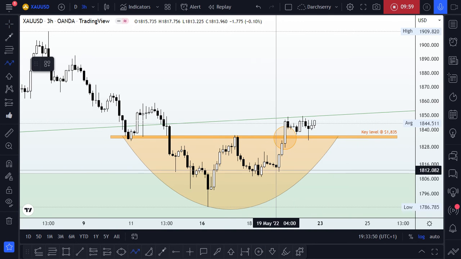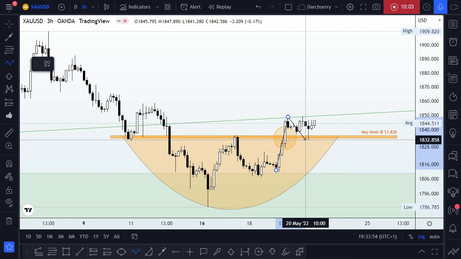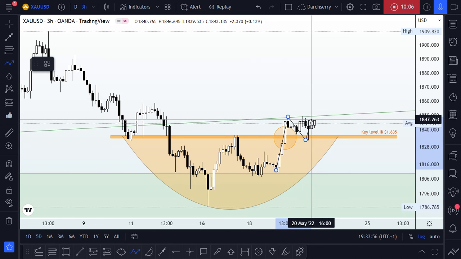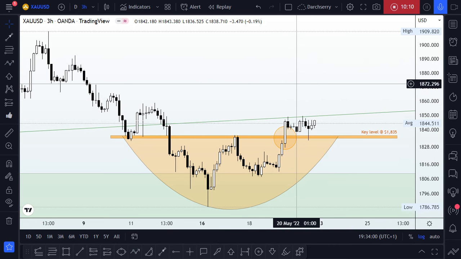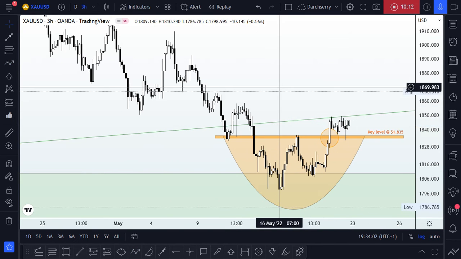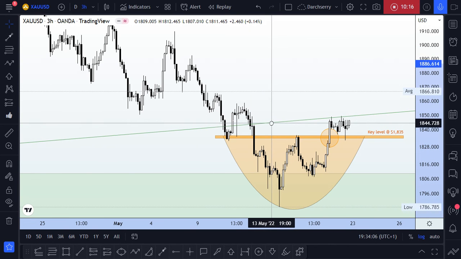So following the significant breakout of that key level, we had a quick retest of that key level, and we have something that looks more like this, and we don't know if price is going to go for that hop from this point.